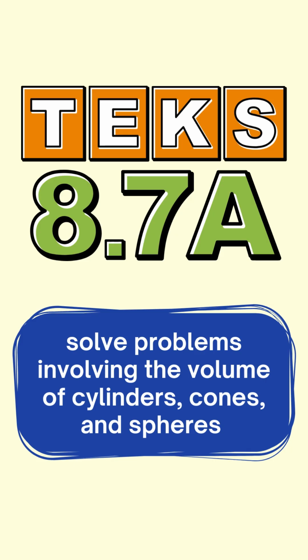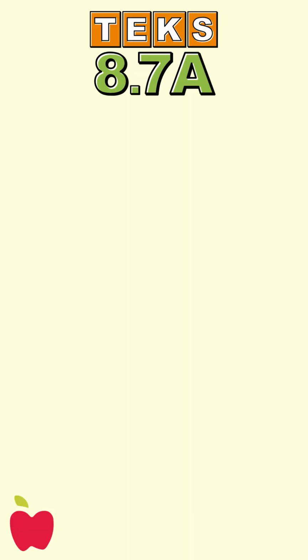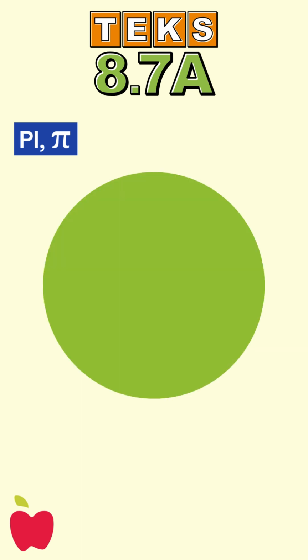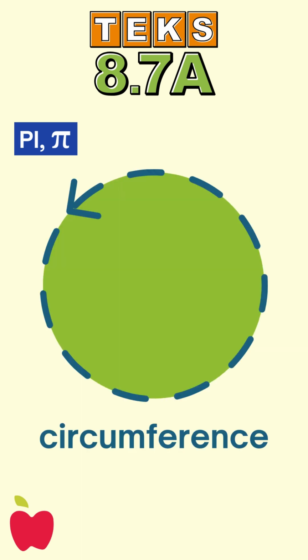Welcome back! Today, we're diving into how to determine the volume of cylinders, cones, and spheres. Let's get started. Now, before we jump into the volume formulas, there's one key number we'll be using: pi. Pi represents the ratio of a circle's circumference to its diameter.